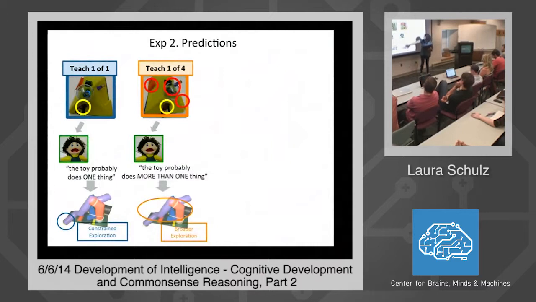And the difficulty with this is we don't know if children are actually making an inference about the way the evidence is sampled for them, or if they're just saying, well, look, here's a toy that did one thing, so this toy probably only does one thing. Here's a toy that did 4 things, so maybe this toy does 4 things.